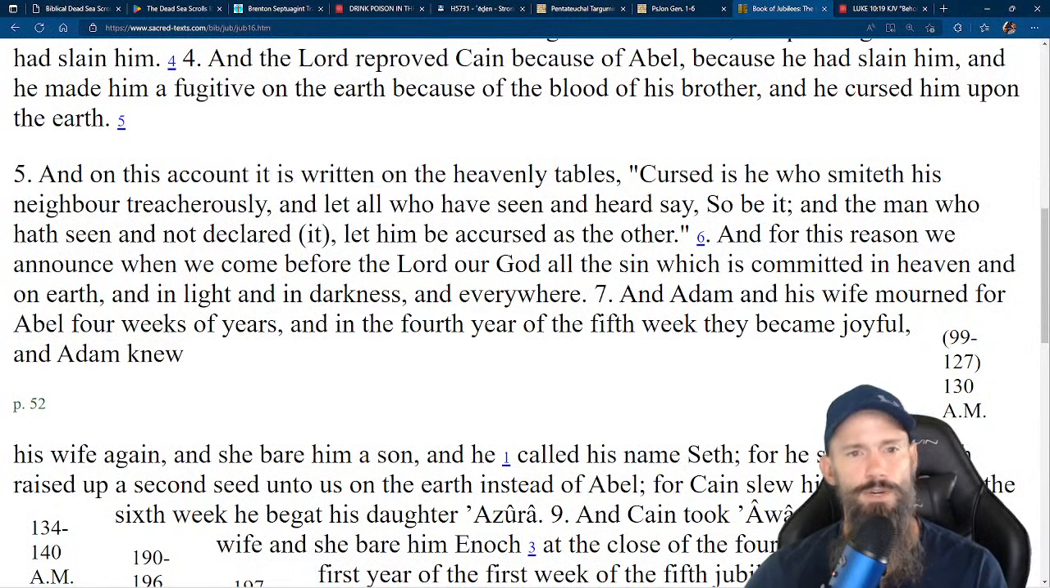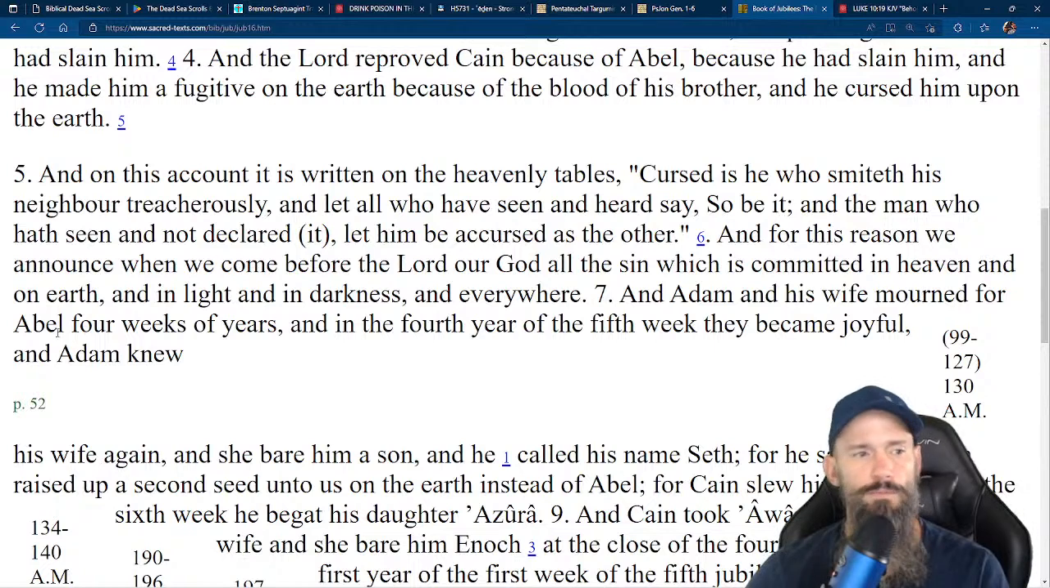On this account is written on the heavenly tables, cursed is he who smiteth his neighbor treacherously, and let all who have seen it and heard it say, so be it. And the man who hath seen it and not declared it, let him be accursed as the other. And for this reason we announce when we come before Yahuwah all the sin which is committed in heaven and on earth, in light and in darkness and everywhere.